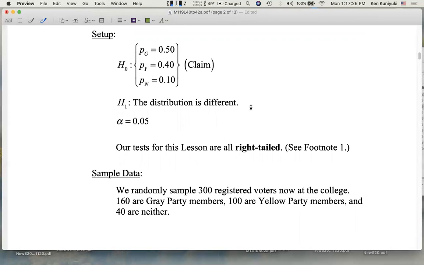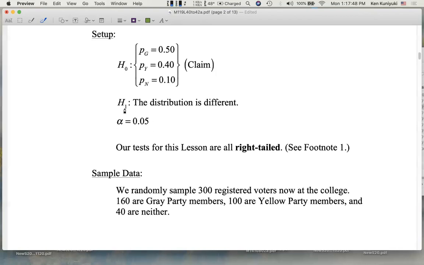In other cases, the claim may be the alternative. The alternative hypothesis, H sub 1, says the distribution is different. And for these goodness of fit tests that I'll deal with you, the alternative hypothesis will always say that. The distribution is different from what the null hypothesizes. Alpha was 0.05. That was given in the problem.